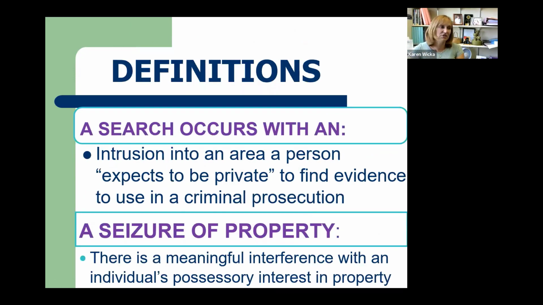So there are some basic definitions. Basically, a search is any intrusion by the police, by the government, into an area that a person would expect to be private for the purpose of looking for evidence to use in a criminal prosecution. Okay, so we already talked a lot about this definition. It's an intrusion or a looking in a place that a person would expect to be private. So either one of the 4 expressly protected areas, persons, house, papers, effects, or another area that the court would have deemed that a reasonable person would expect to be private. And the reason the government is looking in those places is that they're trying to find evidence to prosecute the person. So that is the definition of a search.